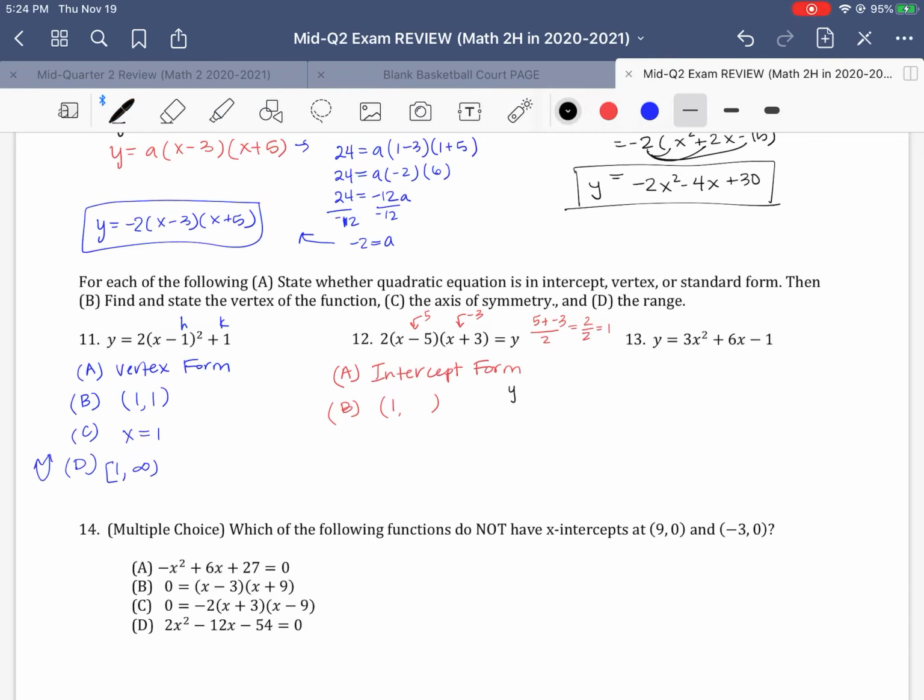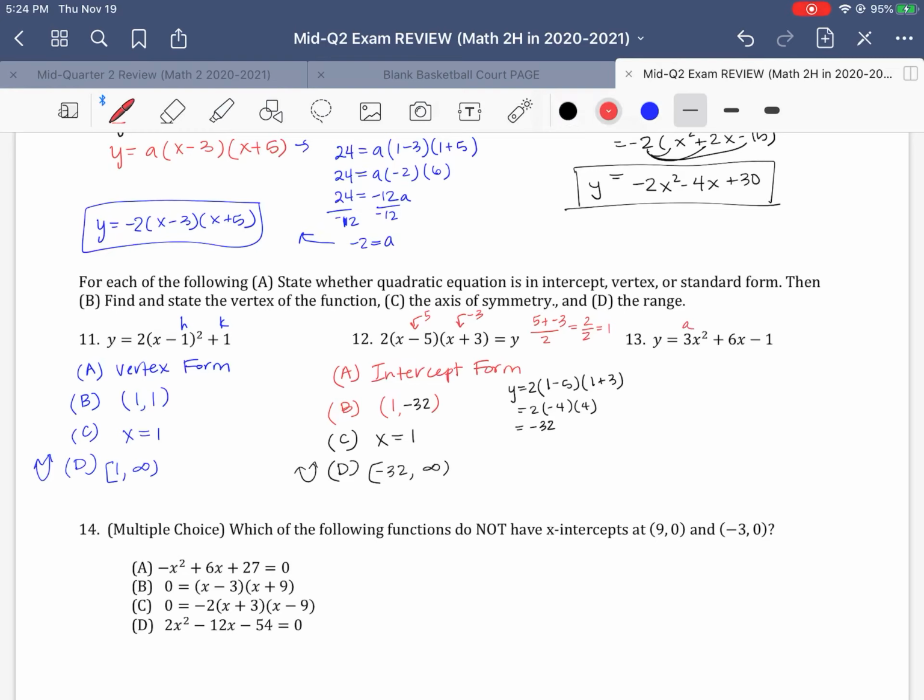Now, just like standard form, we go ahead and plug 1 into our equation for the x values. So I'm going to put 1 here, minus 5, and 1 here, plus 3. If I simplify that, that's 2 times negative 4 times positive 4. So 2 times negative 16 is negative 32. Again, axis of symmetry goes through the x value of the vertex. And then for our range, we look out front. It's a positive 2. It's opening up. So we use that y value of the vertex that we found, and it's going up to infinity.